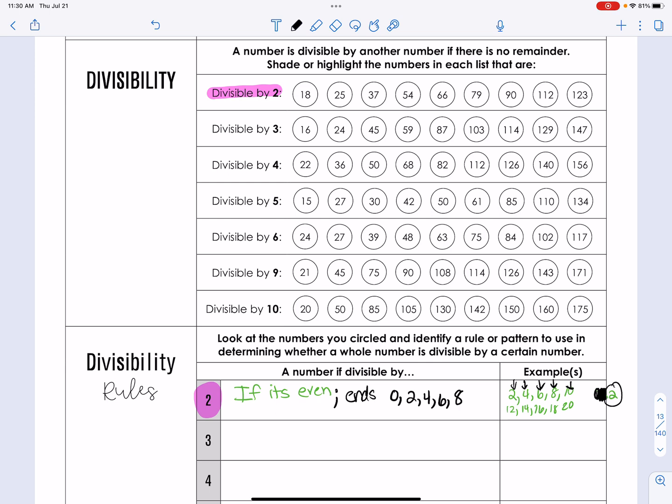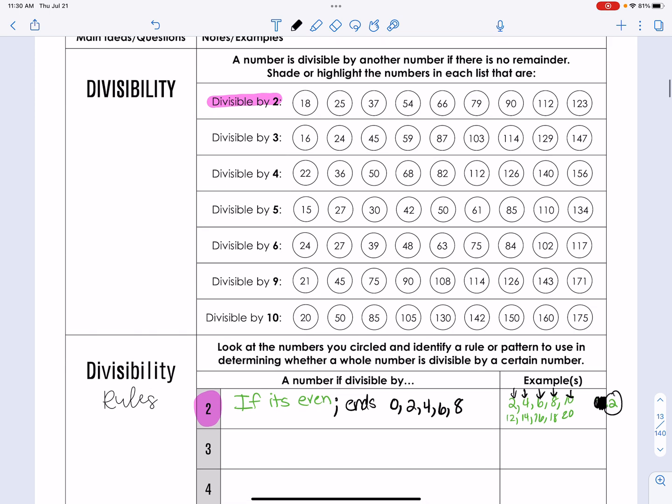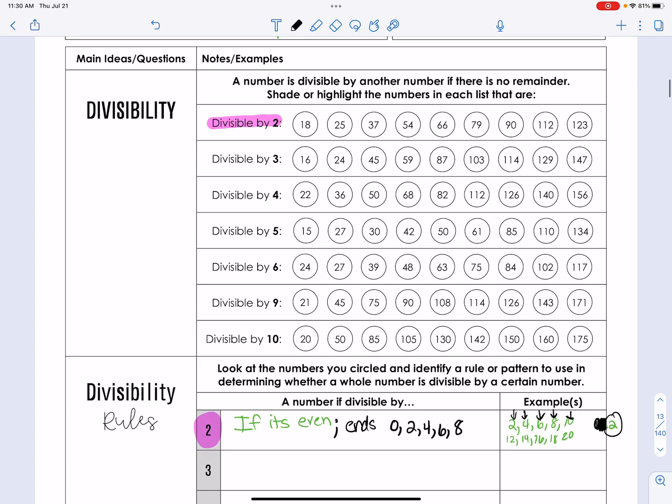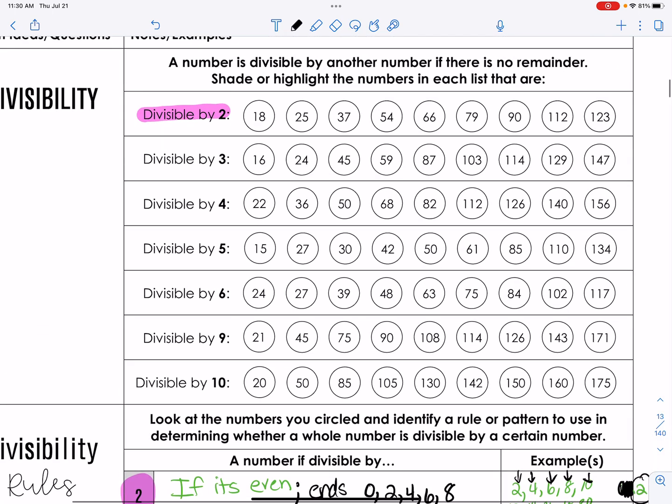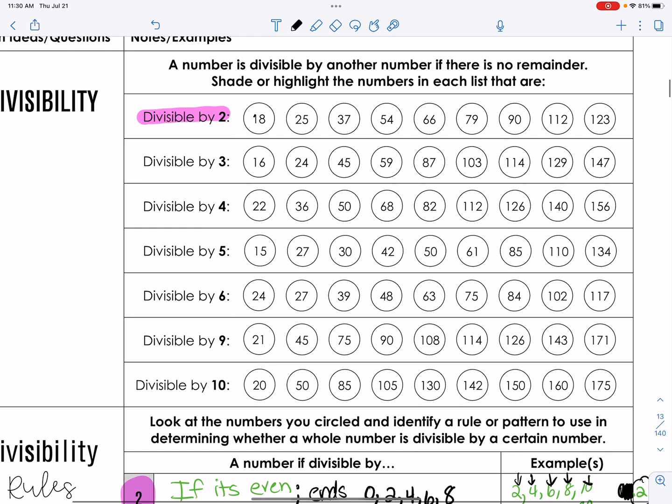Okay, so I'm going to try to make these rules a little bit easier for you. If you look up at the top where it says divisible by 2, you're just looking at the last number. Is it 0, 2, 4, 6, or 8? Yep. So I'm going to shade this one. That is divisible by 2.